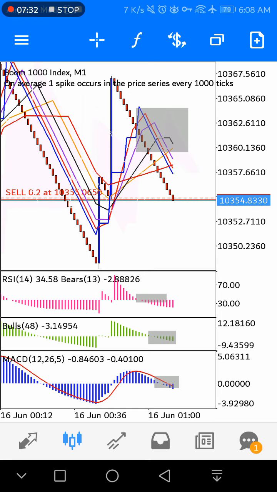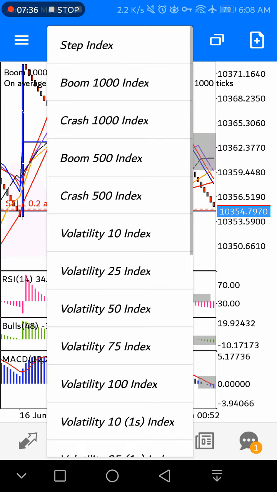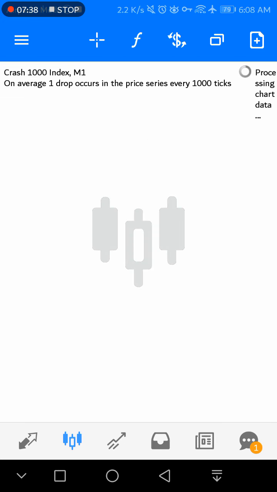Okay, guys, so this is the strategy. This strategy is going to help you milk the market. Let's move on to Crash 1000.